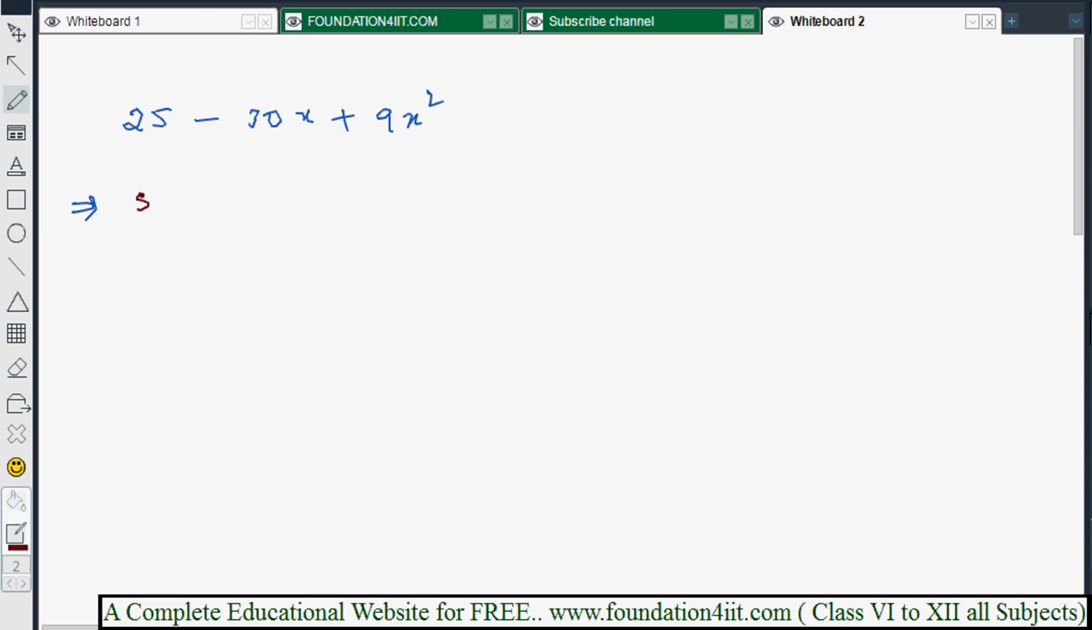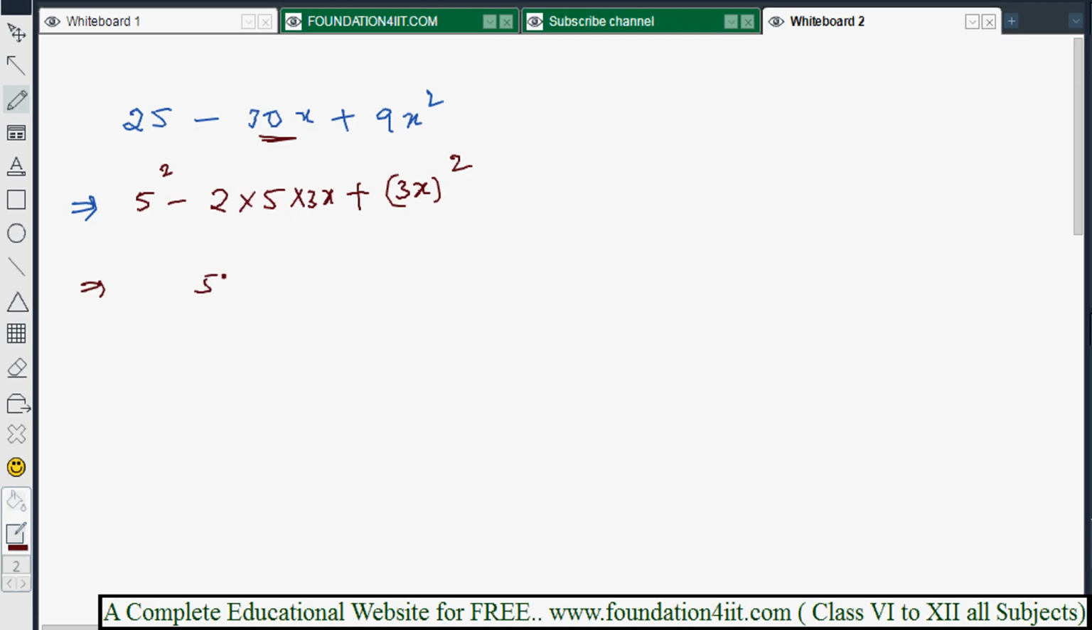some number square, that is 5 square. And when you compare to this 9x square, the third term, you can write 3x whole square, right? Because 9x square it is. Minus, in the middle I need 2 into this 5 into 3x. 2 into first term base and second term base. Is it exactly equal to this? 2 fives are 10, 10 threes are 30. Yes, this also 30. Came same.